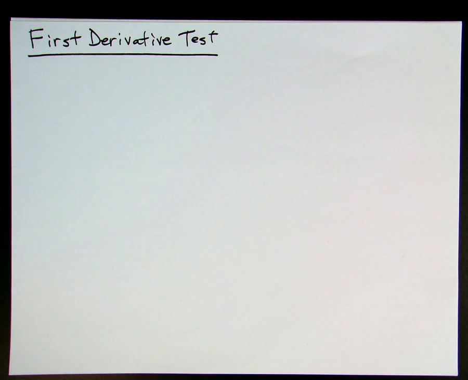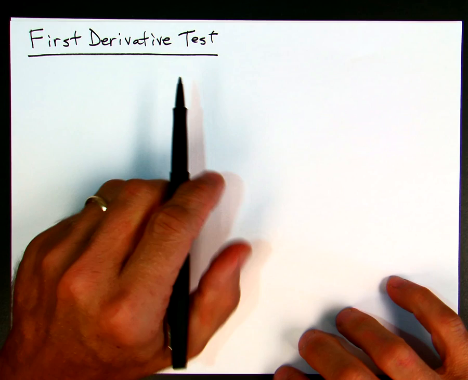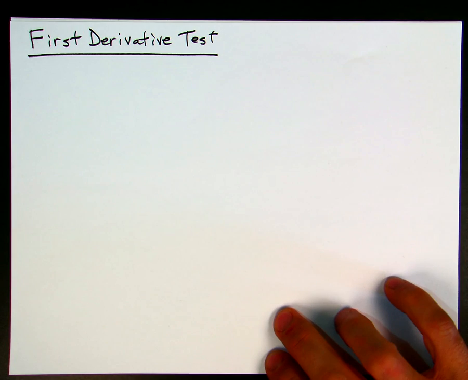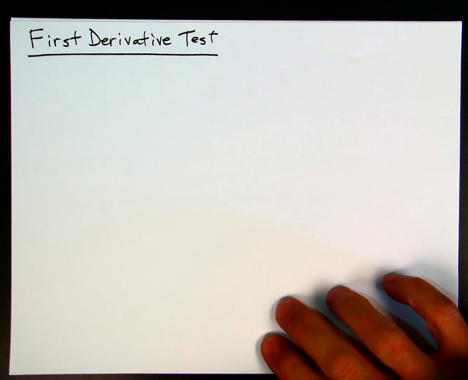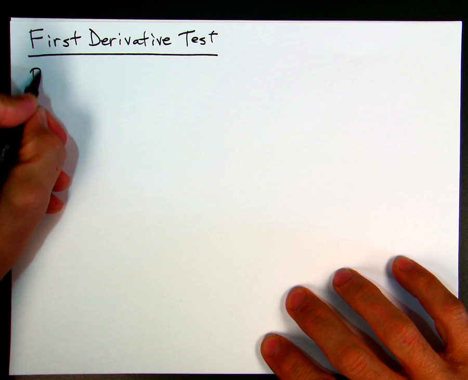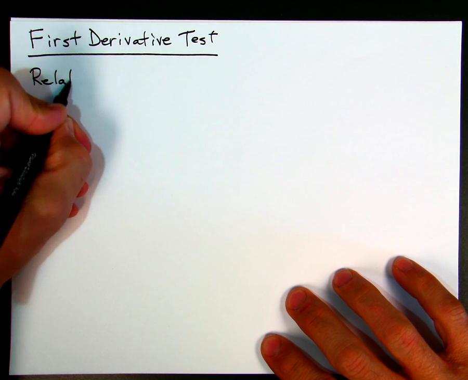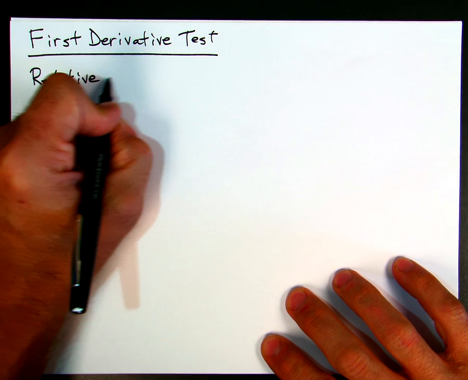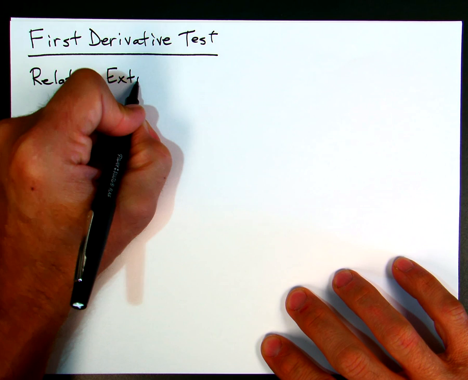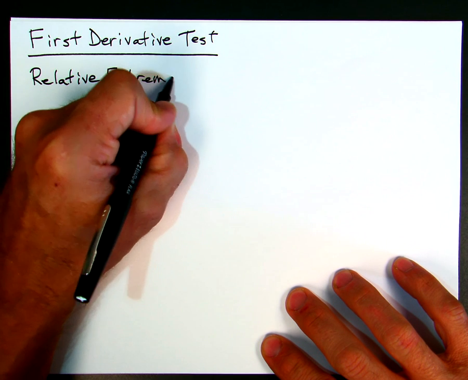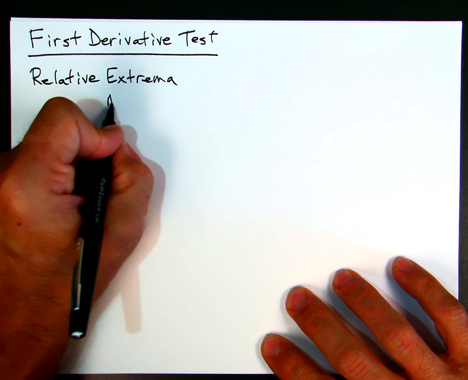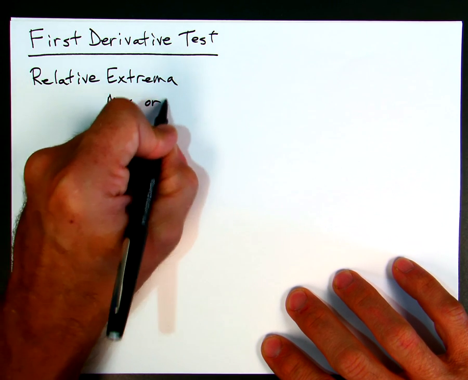In this lecture, I want to talk about the first derivative test and how we can use the derivative of a function to determine if we have a maximum or a minimum. What we're looking for is called relative extrema. And an extrema just could be a max or a min.